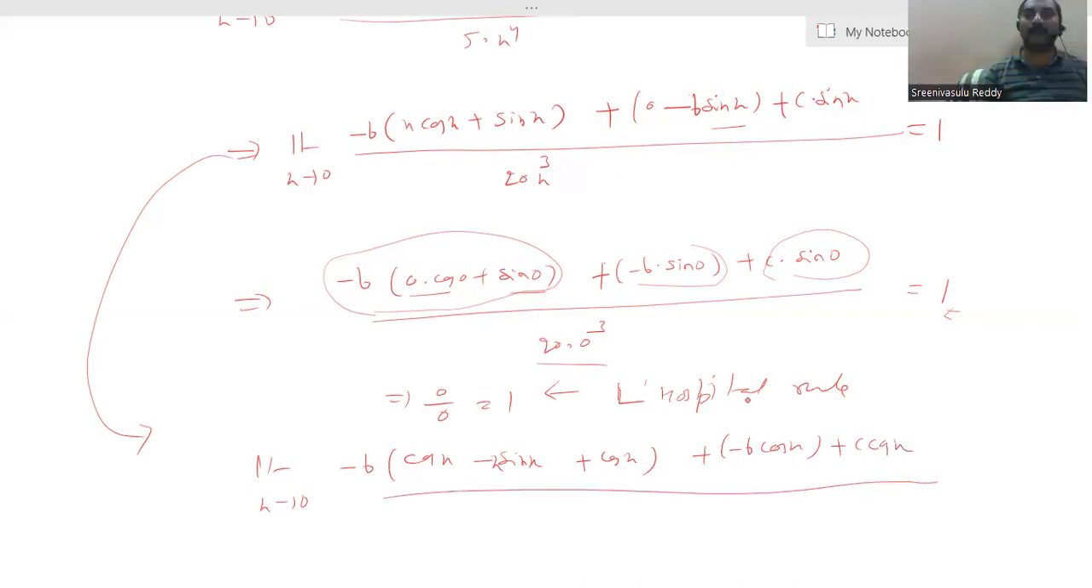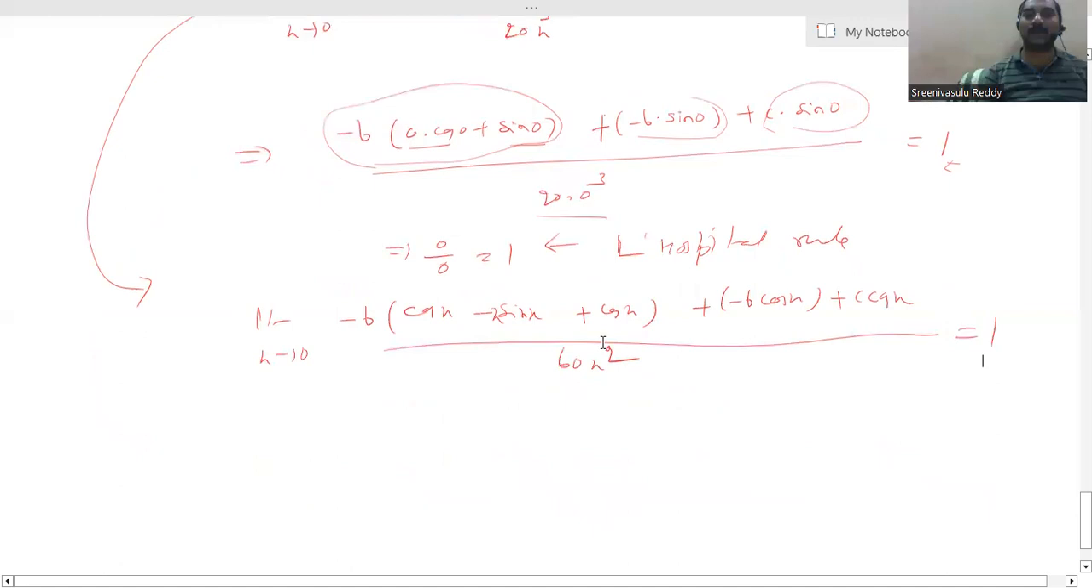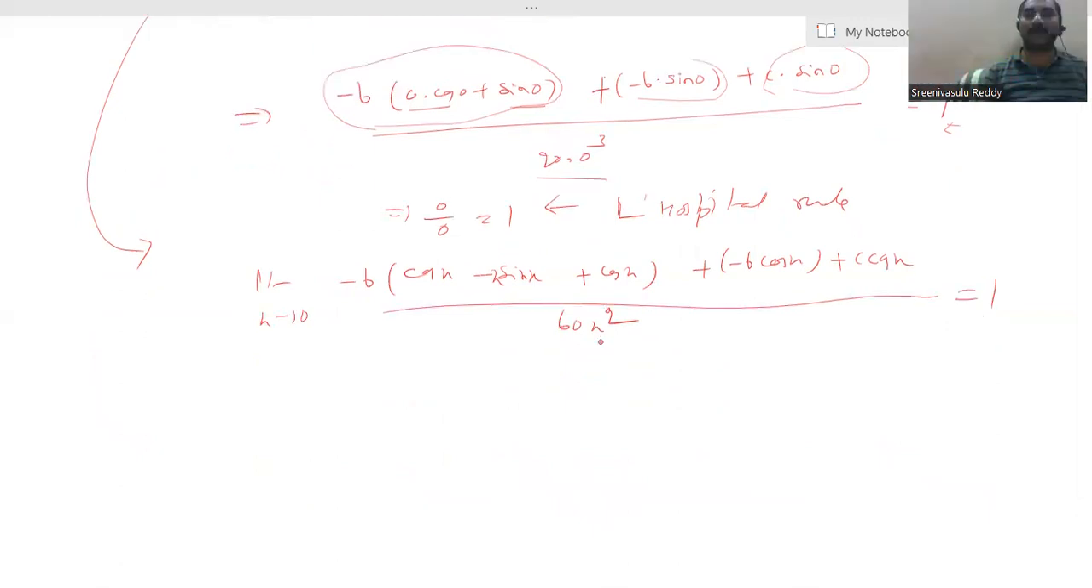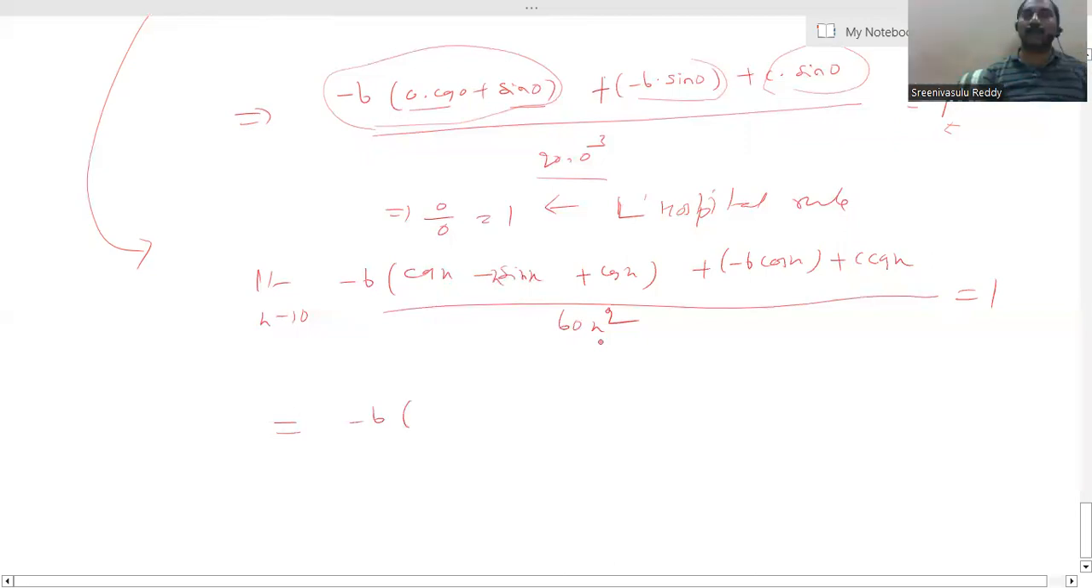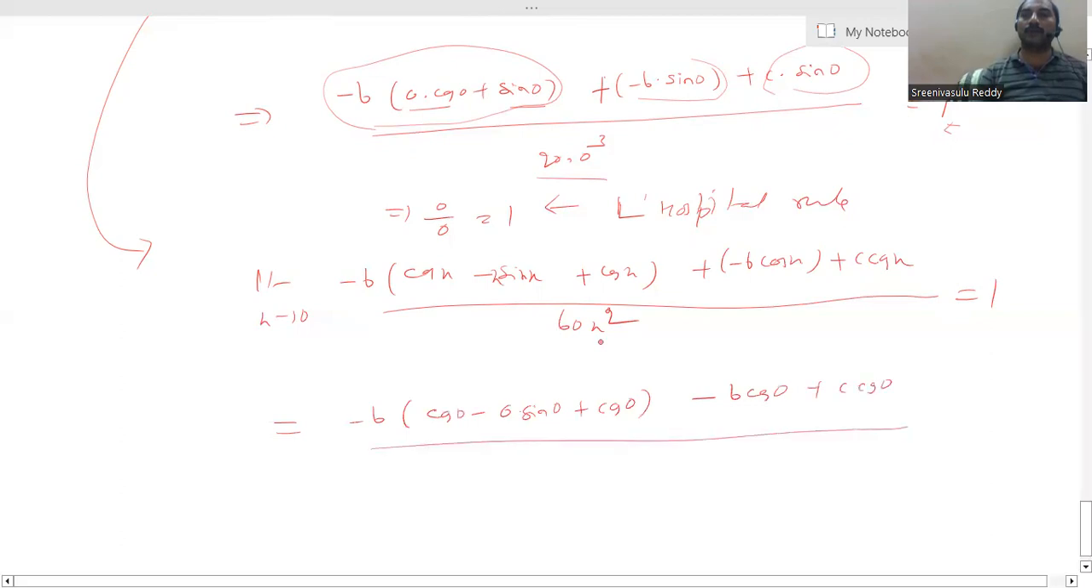by 20 into 3, 60, 60 x square equal to 1. Now substitute the limit value. Substituting limit value, the numerator: minus b times of cos 0 minus 0 into sin 0 plus cos 0, minus b into cos 0 plus c into cos 0, by 60 into 0 square equal to 1. Take a cross multiplication.